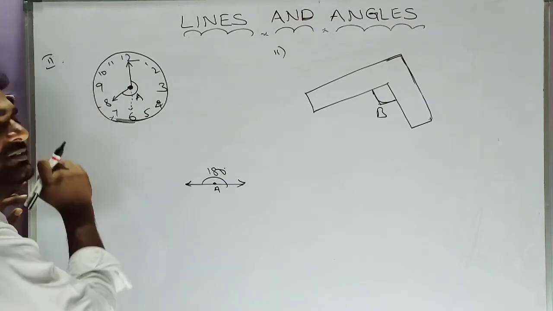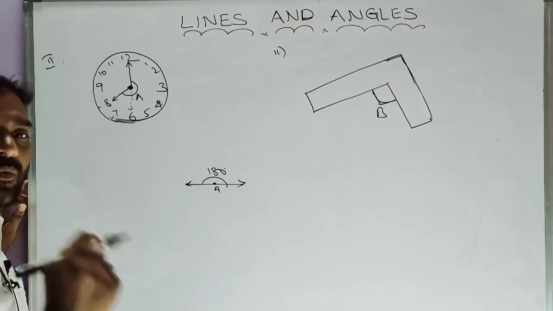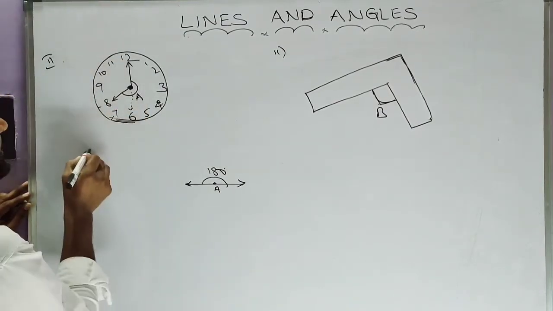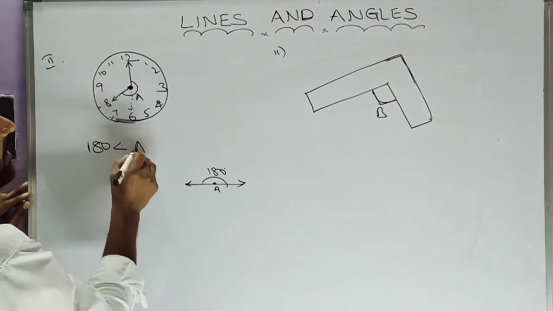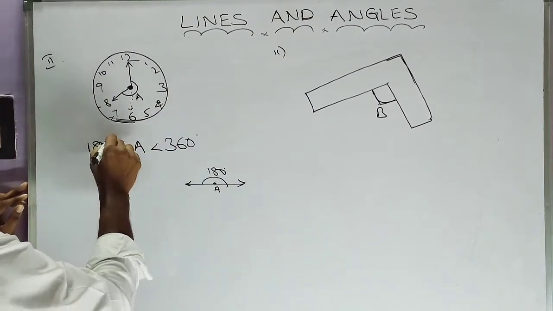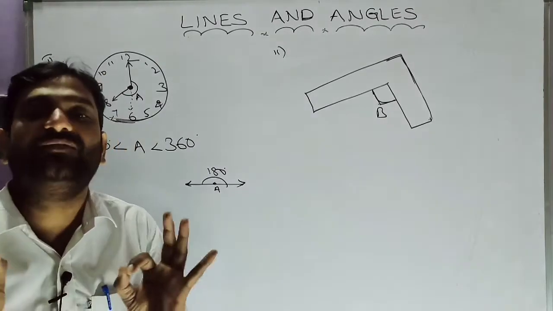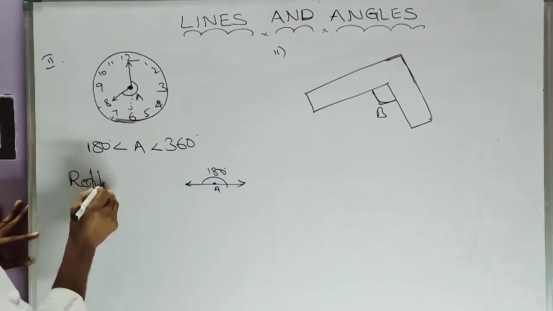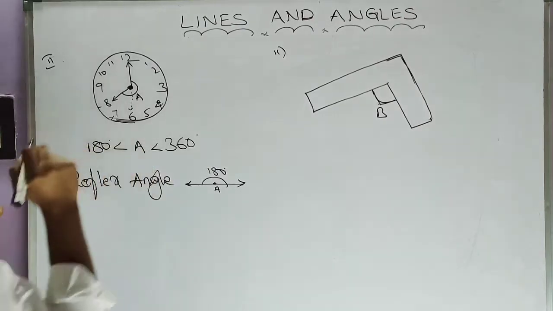Now 7, 8, that means more than 180, and less than 360. Here the angle A is more than 180 and less than 360. What is the angle? More than 180 and less than 360. What is the angle? Reflex angle. So here, reflex angle. Hope you got this.